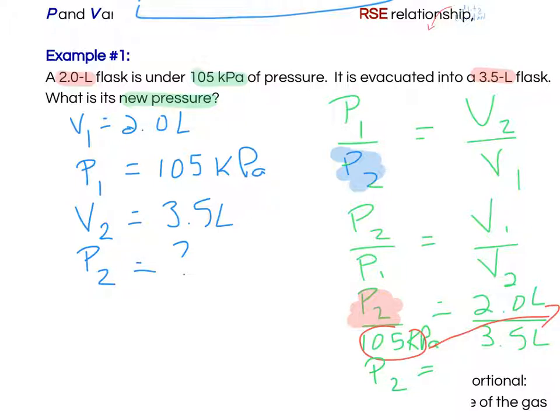And you can double check that the answer ends up being, right, so 2.0 divided by 3.5 and then times 105 gives me 60. So I'm going to do my unit analysis here and see that my answer should have 2 sig figs. So I'm going to write that as 6.0 times 10 to the power of 1, and my units are kilopascals. Okay, hopefully you found that okay.